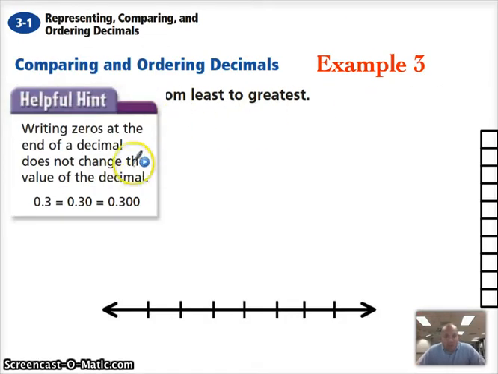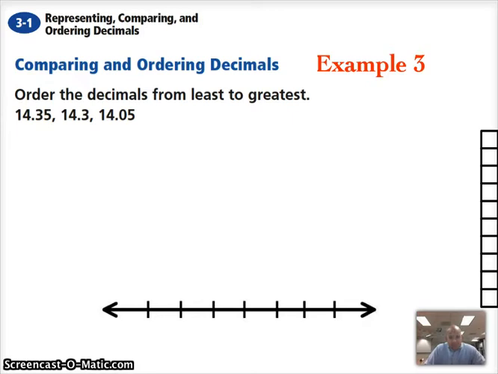Now, we're going to go ahead and compare and order some decimal numbers. Now, I've got to remember that writing zeros at the end of a decimal does not change the value of the decimal at all. Here we have 3/10. It's the same thing as 30/100, which is the same thing as 300/1000. I'll show you what we mean here. So, order decimals from least to greatest. We have 14 and 35/100, 14 and 3/10, 14 and 5/100.